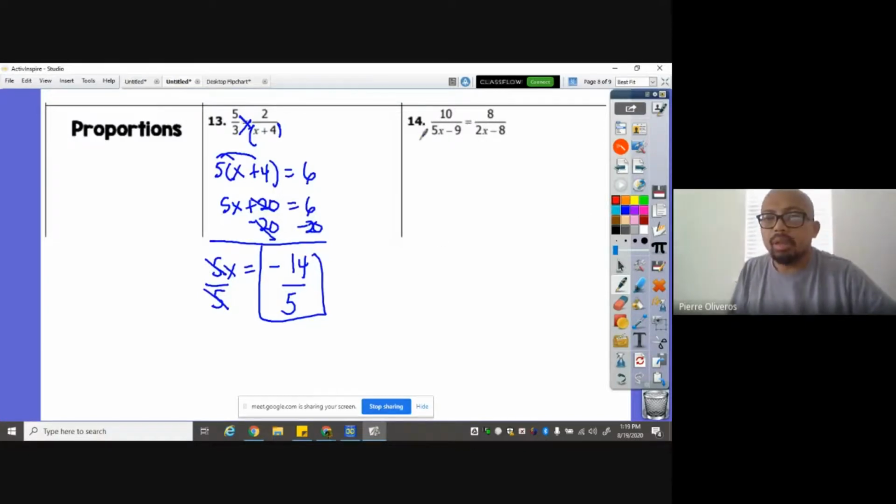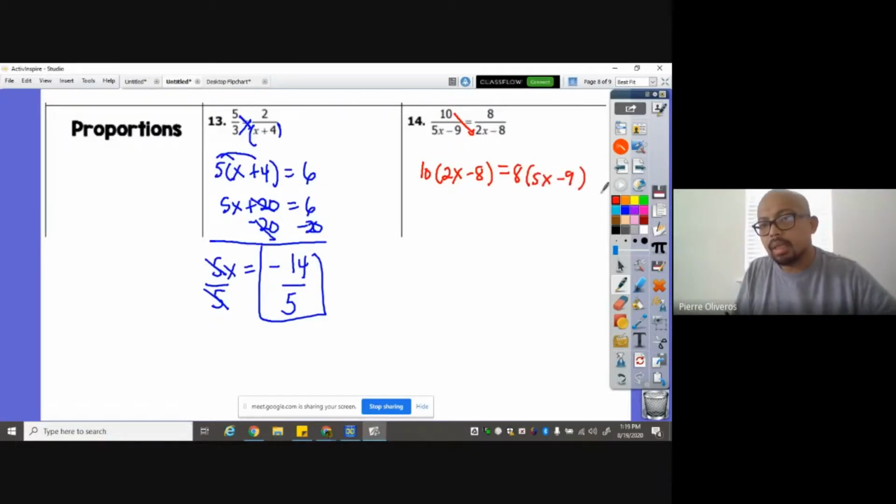One more time. Again, when you're doing proportion and applying cross product or cross multiplication here, remember that there's an equal sign between them. If there's a plus or minus there, or multiplication, or anything other than an equal sign, you cannot cross multiply that. Remember that. So I will multiply the 10 down here. Remember, I'm going to put the parentheses on my own. 10 times 2x minus 8. And then the equal sign, 8 times 5x minus 9.